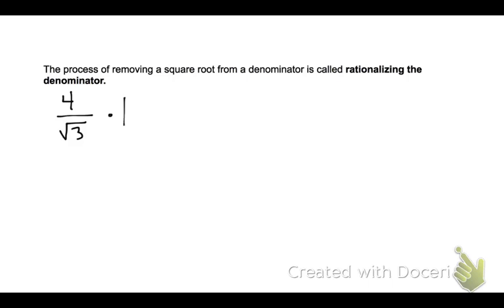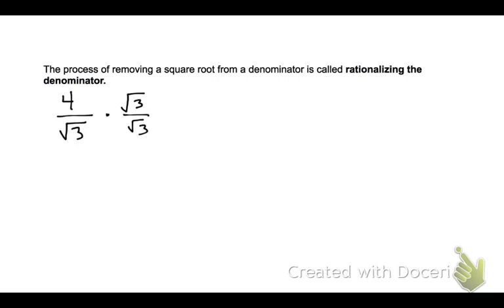Now you know that we're allowed to multiply anything by 1. That's just the identity property, because multiplying by 1 doesn't change anything's value, right? But we're going to be tricky about it. We're going to multiply by a form of 1, specifically, the square root of 3 over the square root of 3. That's just equivalent to 1.